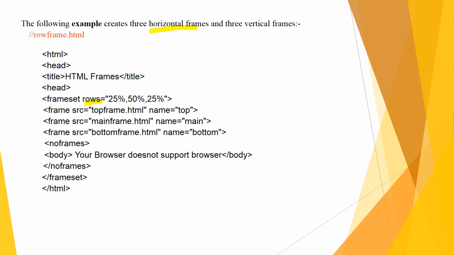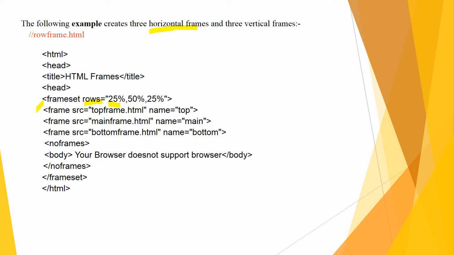The title of my document is HTML frames. I have used the frameset tag. The first document will use 25% of the browser window. Second one is 50%. Third one is 25%. I have allocated space for these three HTML documents.